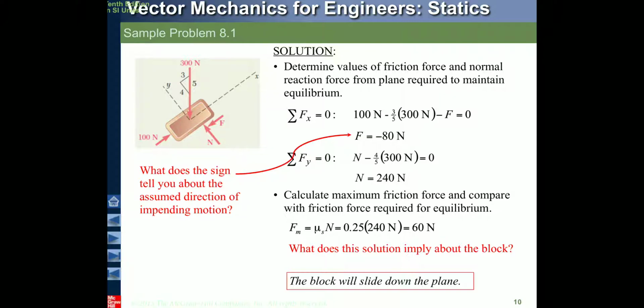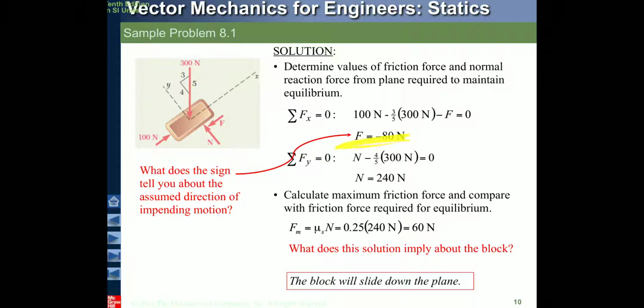Then we can find the maximum friction force acting on the surface. Maximum friction force is equal to mu s into N. Okay, we found the N value. So we substitute: the maximum friction force is equal to 0.25 into the normal reaction. So we get 60 Newton. Okay, so here we find the maximum friction force as 60 Newton.